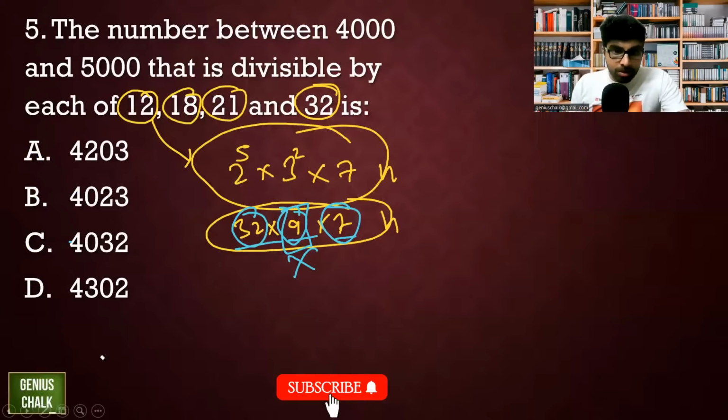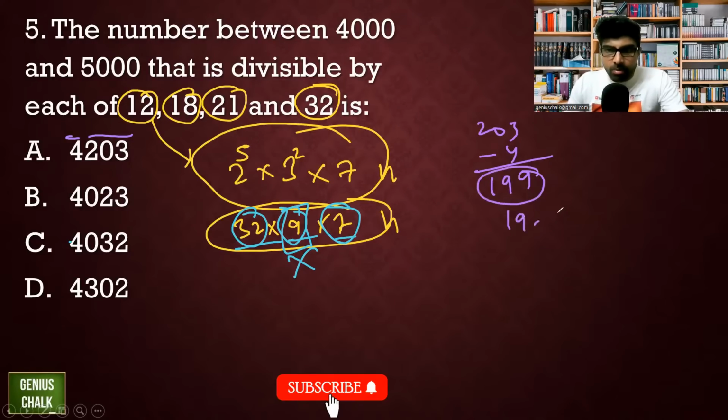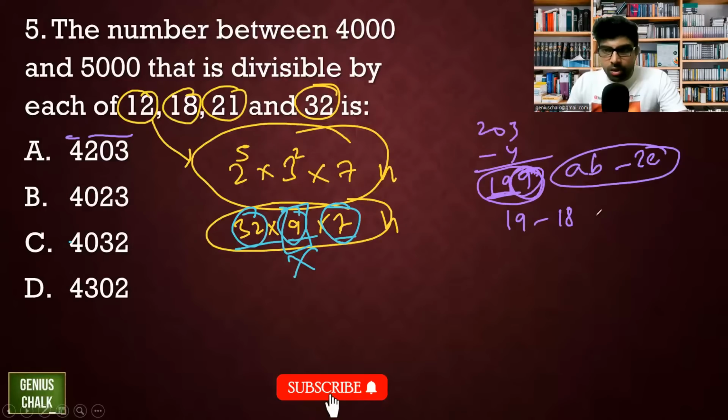Afterward, the second weapon we have is 7. So what is the rule for 7? Take the pair from the last, and it has to be 203 minus 4. And what is that? It is 199. Is 199 divisible by 7? So 19 minus 18, 9 2s are 18. It's AB minus 2C, right? This is the rule for 7: take the first 2 digits and subtract double the last. It is 1. It is not divisible by 7. So this is not my answer.